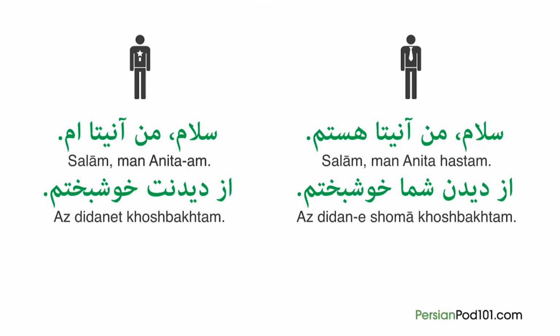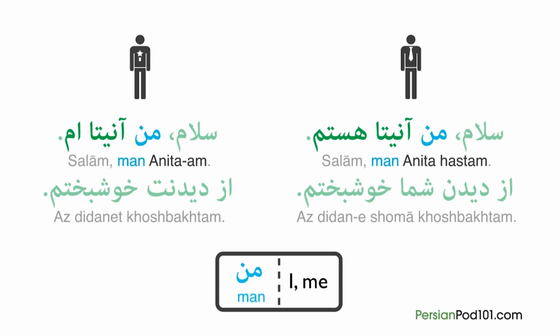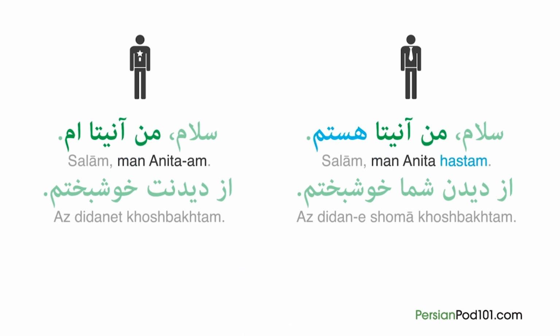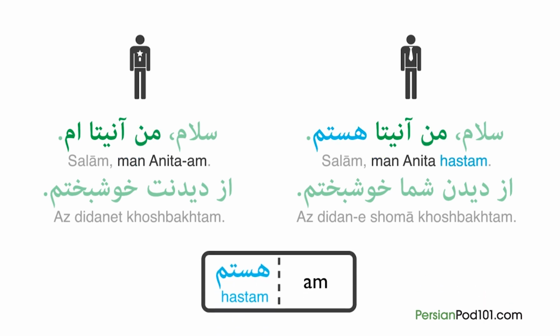The informal man Anitaam has turned into man Anita hastam. In both cases, man stands for I or me. Hastam means am, and it's added to the end of the formal introduction instead of just am. Am is actually just the short version of hastam, which is the to be verb conjugated for the first person.